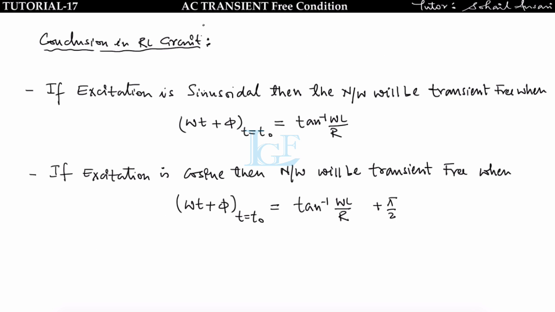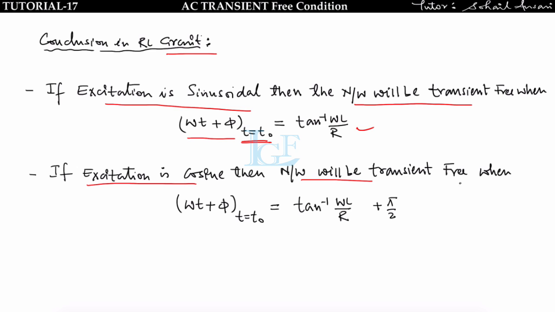So finally, what is the conclusion? The conclusion in the RL circuit is, if the excitation is sinusoidal, then the network will be transient free when omega t plus phi at t equal to t naught, the time when the circuit gets closed, is equal to tan inverse omega L upon R. And if the excitation is cosine, then the network will be transient free when omega t plus phi at t equal to t naught is equal to tan inverse omega L upon R plus pi by 2.